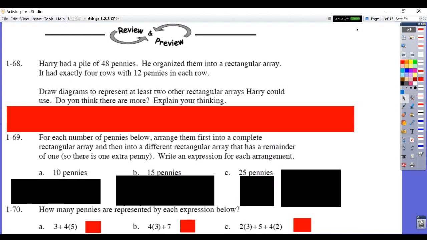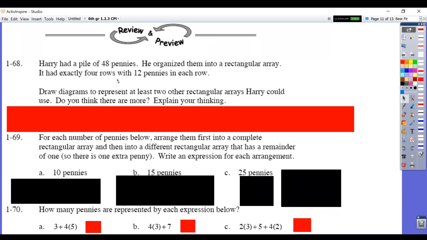Starting with 168, it says, Harry had a pile of 48 pennies. He organized them into a rectangular array, basically meaning that he made a rectangle out of them, and it had 4 rows of 12 pennies in each row. So you can visualize 4 rows with 12 pennies in each row, making a total of 48 pennies.